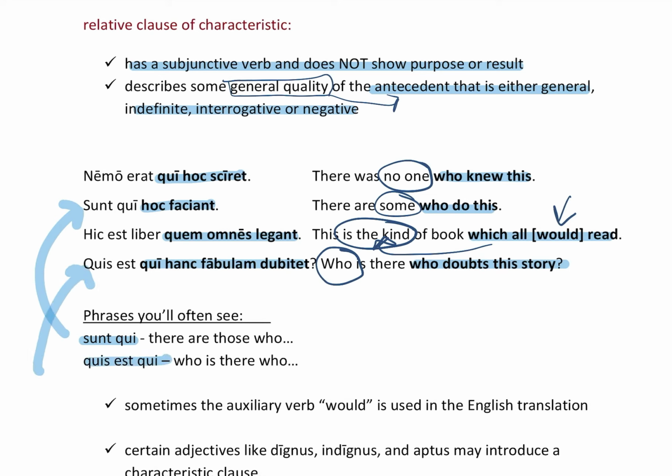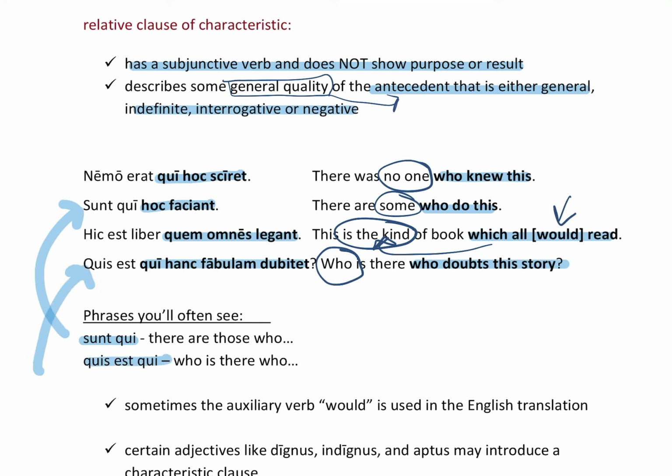And certain adjectives like dignus, indignus, and aptus may also introduce a characteristic clause. I will give you an example here. Princeps est dignus qui honorem rapiat. A prince is worthy to receive honor. A bunch of different ways you could say this. A prince is worthy who would receive honor, or a prince is worthy who receives honor. Same kind of thing there.